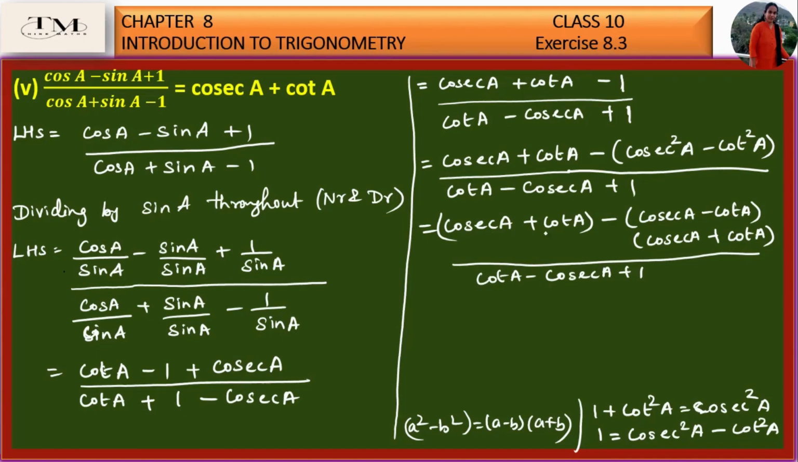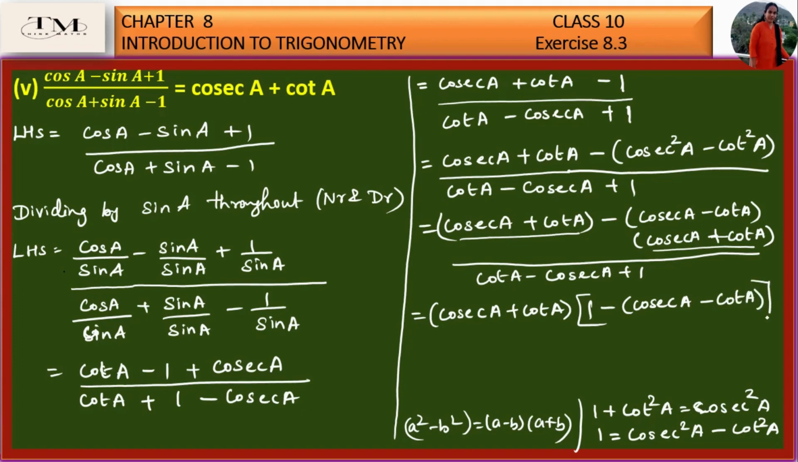So we have cosecant A plus cot A as common. So take that outside. So cosecant A plus cot A is common for both. These two terms are common for both, so take that outside. What will be remaining? So we took this outside, so it will be 1. The remaining here will be minus cosecant A minus cot A. So this is remaining. In the denominator it will be cot A minus cosecant A plus 1.